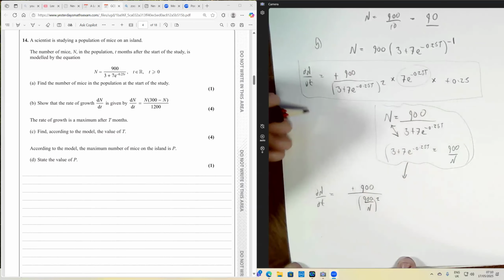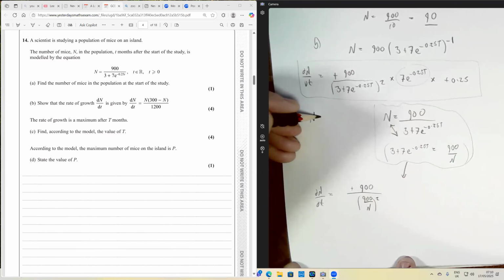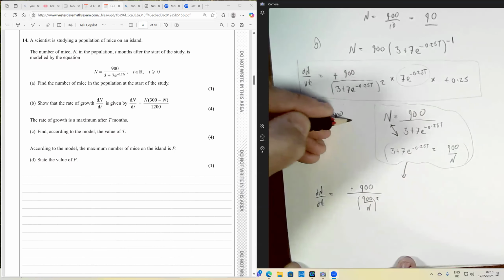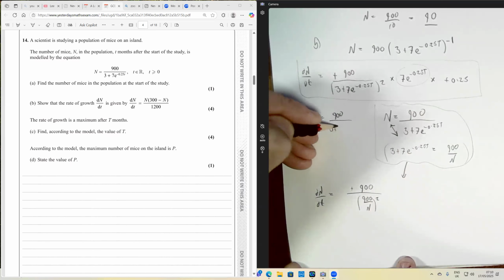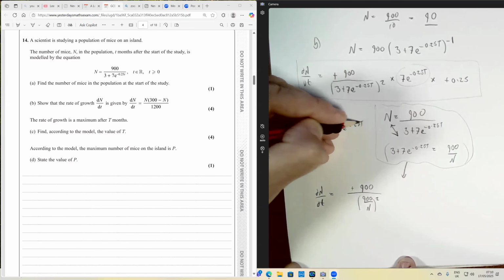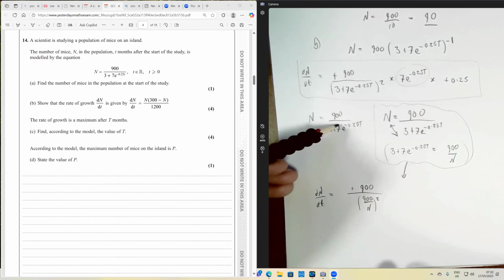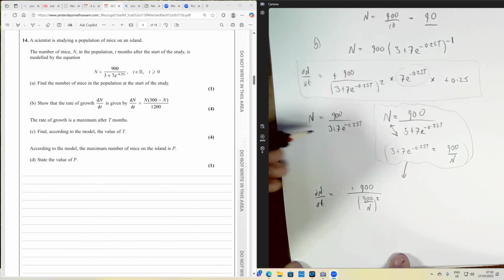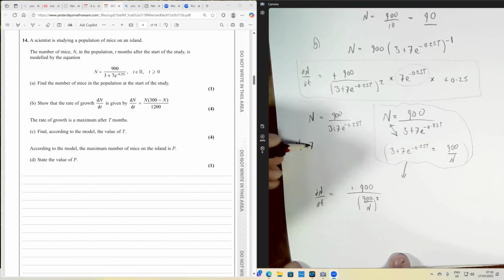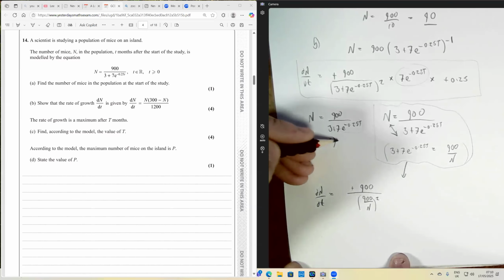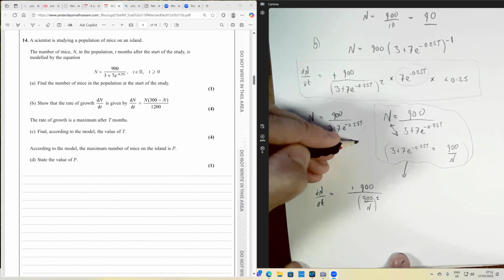Let's go back to the original equation again now. So we've got n is equal to 900 over 3 add 7e to the minus 0.25t. And this time I'm going to rearrange this to try and get an expression to get this on its own. So I'm going to times by the 3 add 7e to the minus 0.25t, like that, is equal to 900.